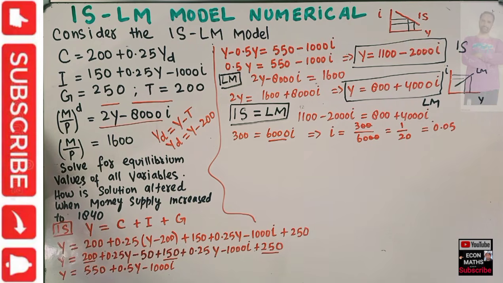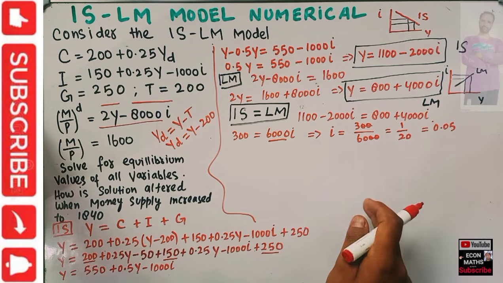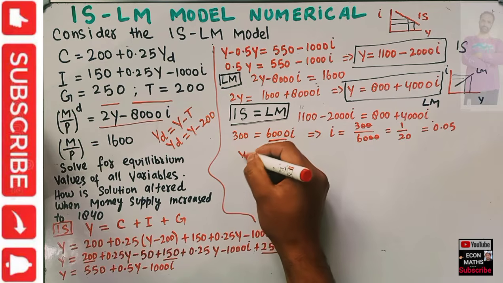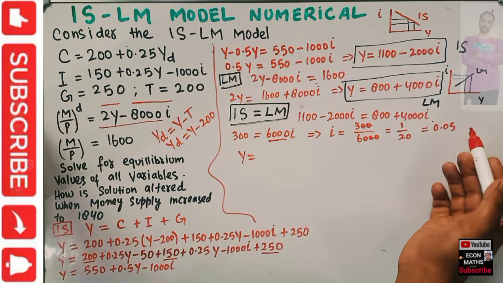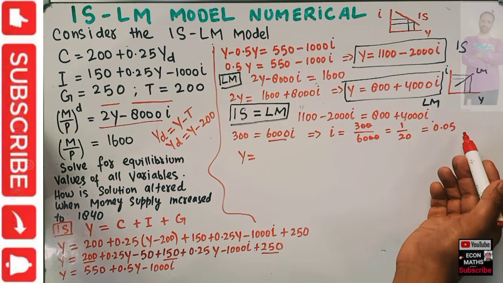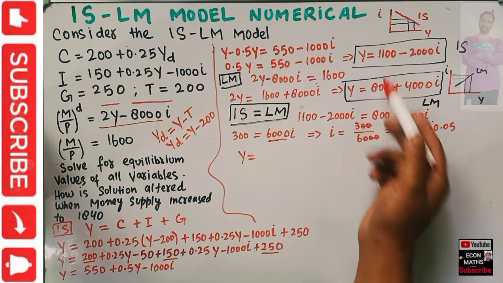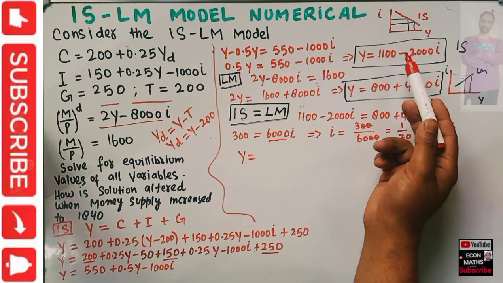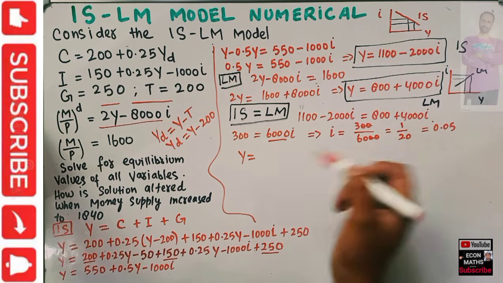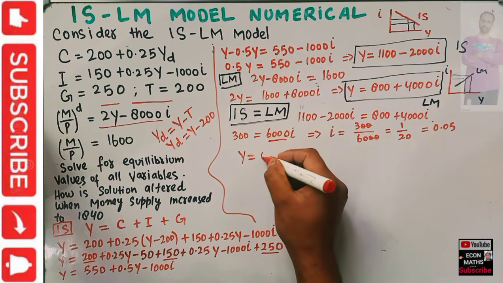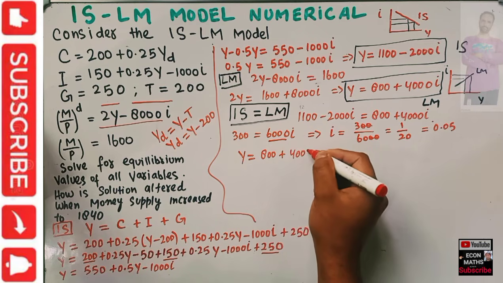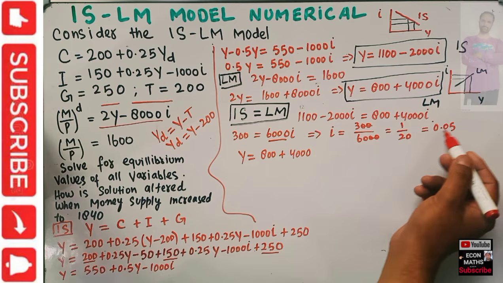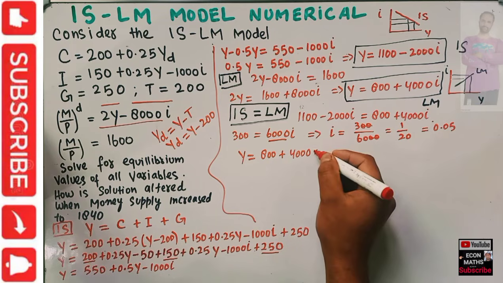Corresponding to this i equal to 0.05, what will be our equilibrium level of income? So equilibrium level of income will be, just plug this i equal to 0.05 in either of the two equations, either in IS or LM. So let us take it in this equation. So we have 800 plus 4000, okay, so i we got 1 upon 20 or 0.05. So let me write it.